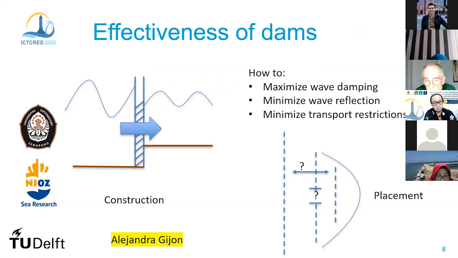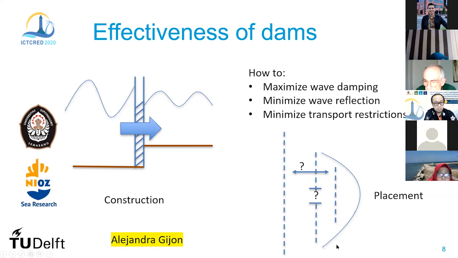We also saw that the construction of the permeable dams was more complex than originally thought. Alejandra will talk you into the details of constructing the dams. There are two very important aspects on dam construction. First is how would you make them to maximize wave damping and minimize wave reflection? But the other is, where would you place them? How close to the coast must they be? Because however you construct them, there will always be a limitation to the transport through these permeable dams. You can make openings to increase transport, but even then, it will be less than without a dam.